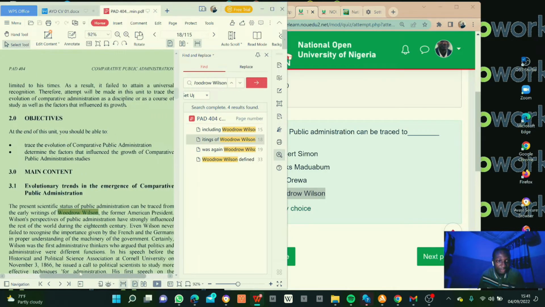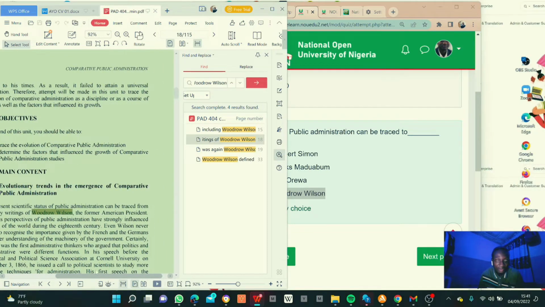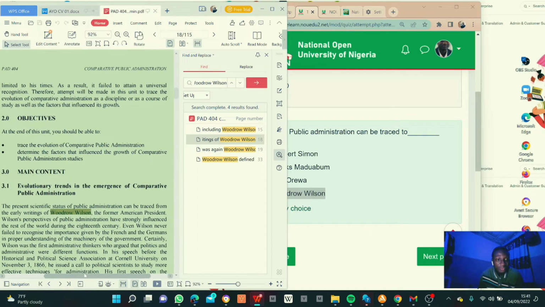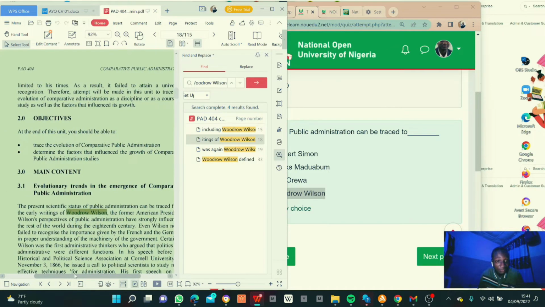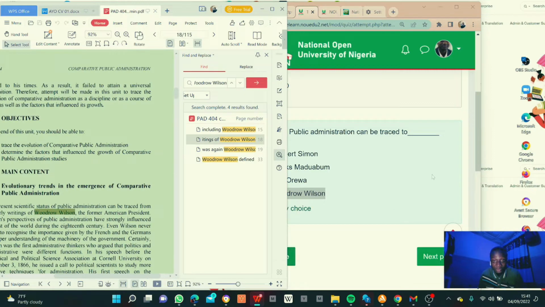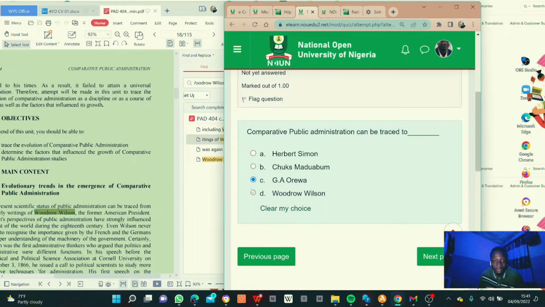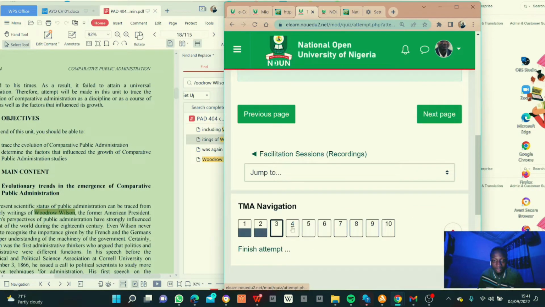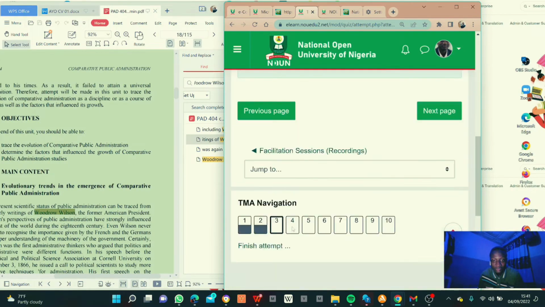Okay, we have: the present scientific status of public administration can be traced from the early writings of Woodrow Wilson, former American president. I think that's what we're looking for. So we find our answer. We click on draw. So good. That's question 3. So we'll move to question 4.